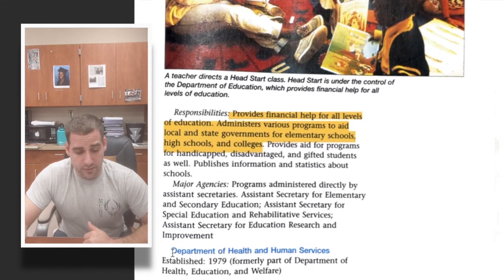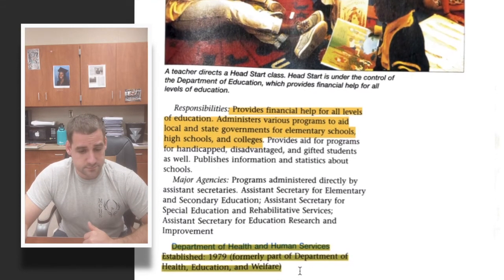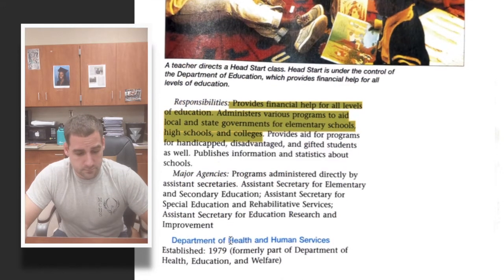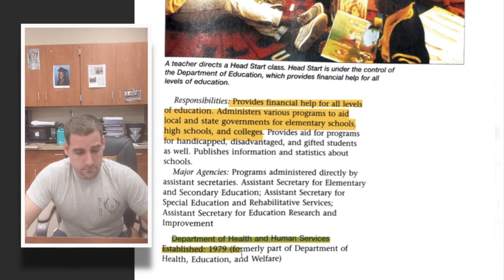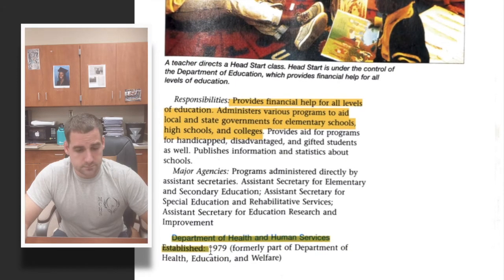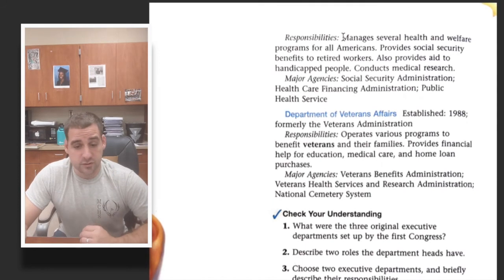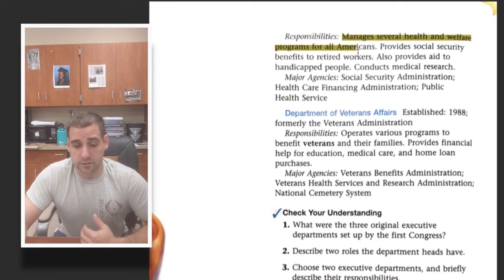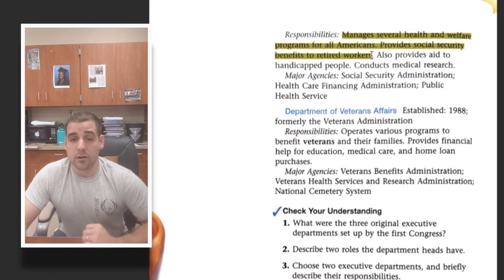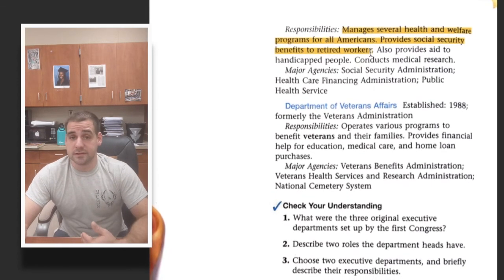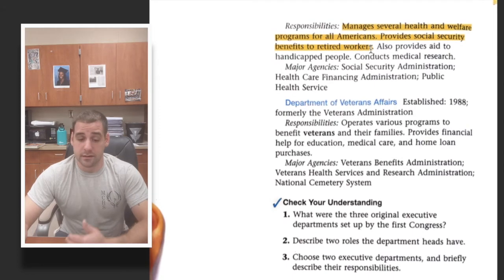Then there is the Department of Health and Human Services. And they manage multiple things like Social Security and welfare for retired workers. They are also going to be involved with developing the coronavirus vaccine and making sure those things get out safely and to the people who need them.